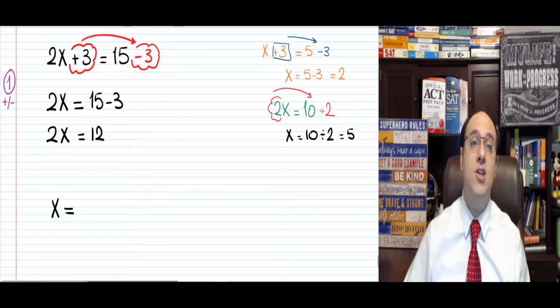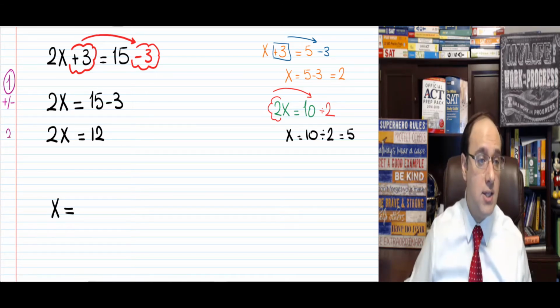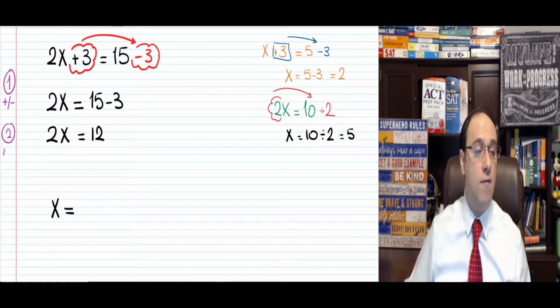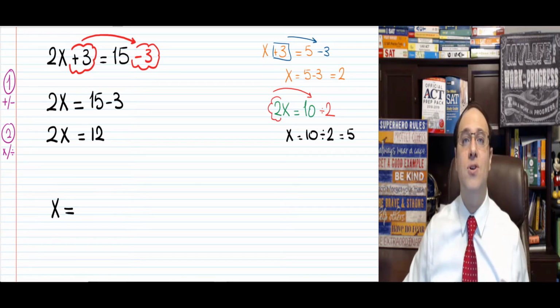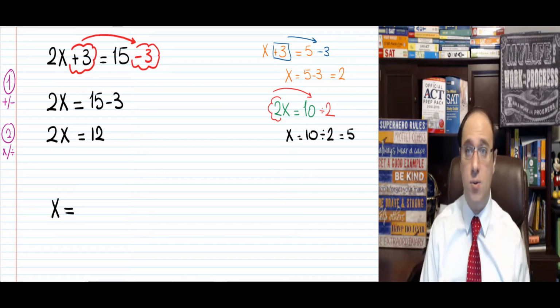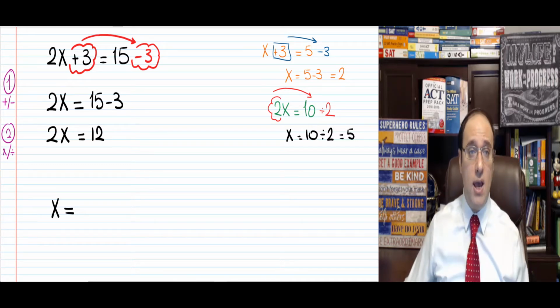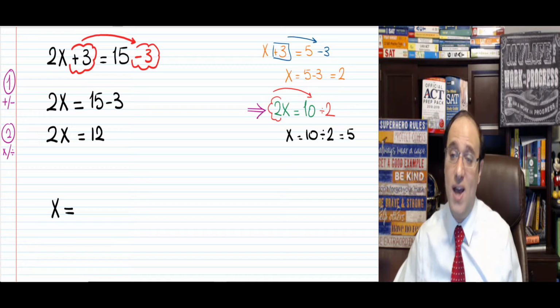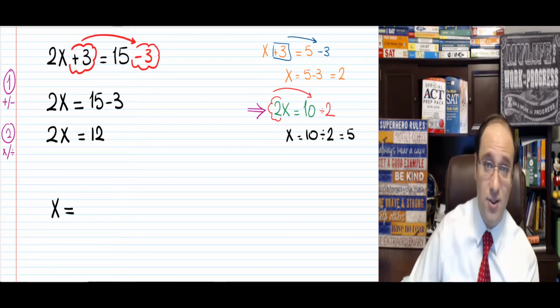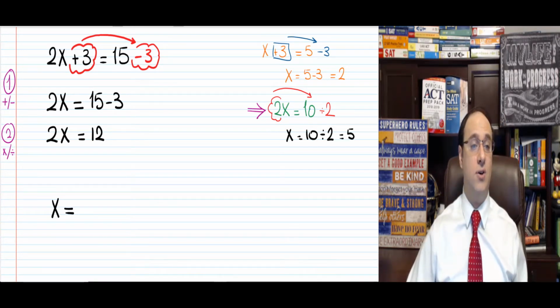Now we take this to the second step. Second step is to get rid of the times and the divided, any number that is multiplied or divided by the x, the variable I'm looking for. Here I have 2x equals 12, just like here I had 2x equals 10 on the right. Go back to the left, please.